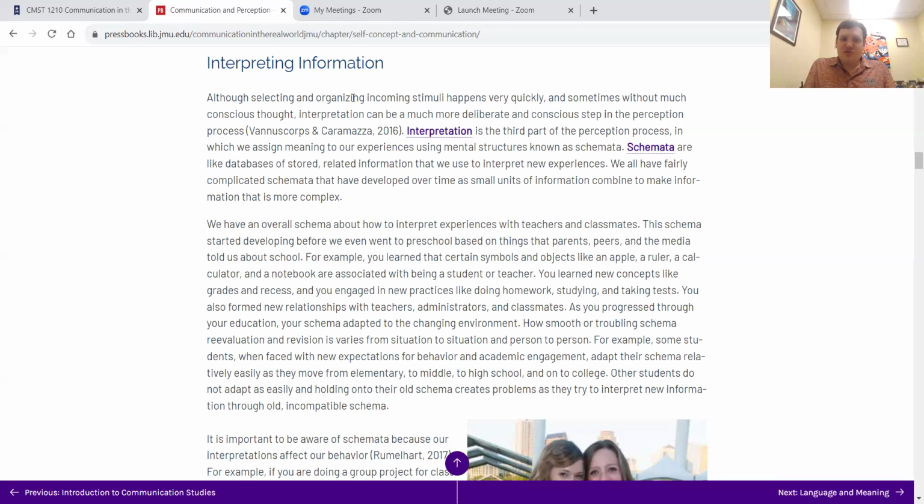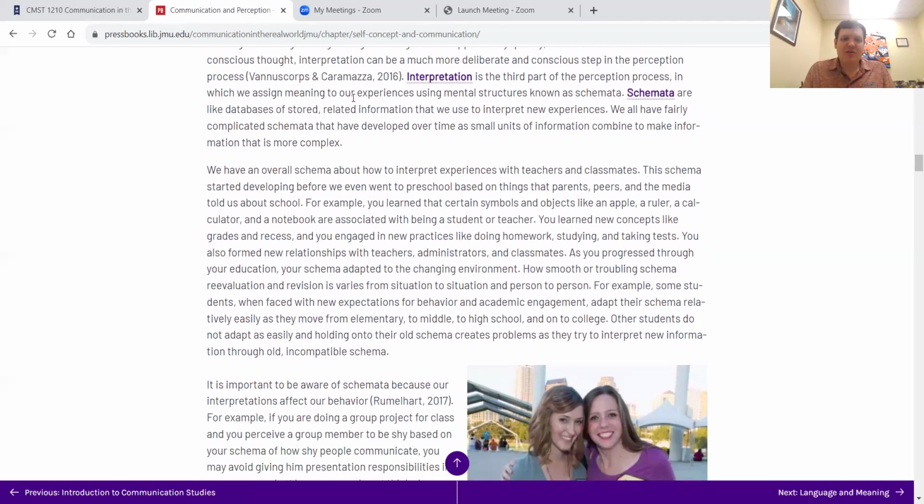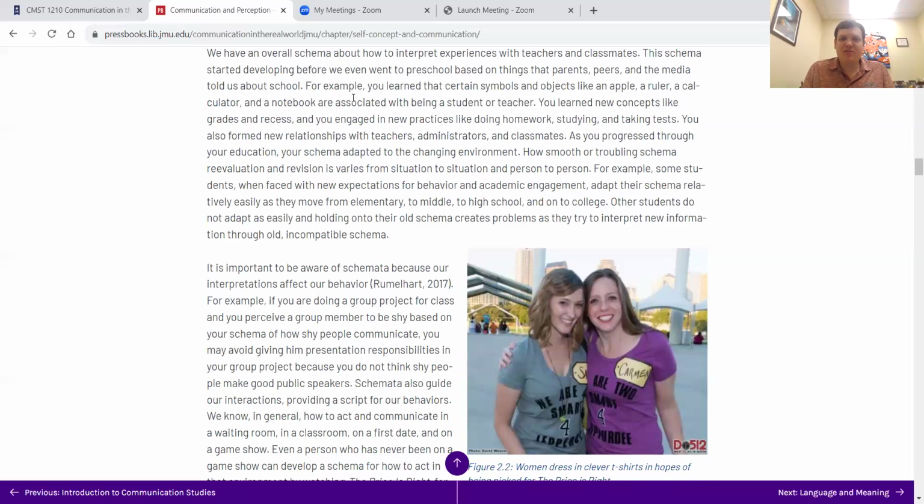Of these three steps, this one is much more deliberate and a conscious step in the perception process. So we're assigning meaning to our experiences using mental structures known as schemata. Schemata are like databases of stored relevant information that we use to interpret new information. So it gets fairly complicated in how we're having these different schemata in terms of interpreting the information. It talks about the example here, interpreting experiences with teachers and classmates. We start learning how to interact with people.